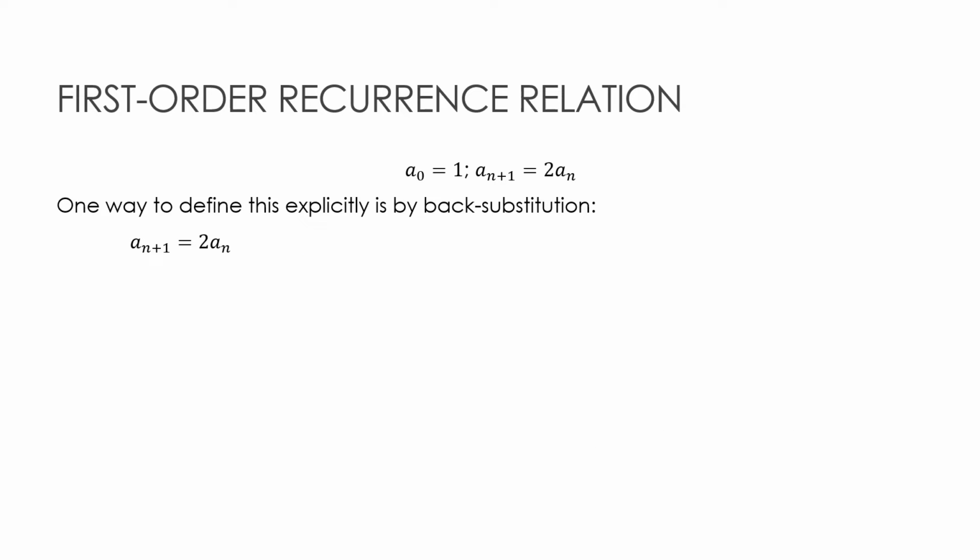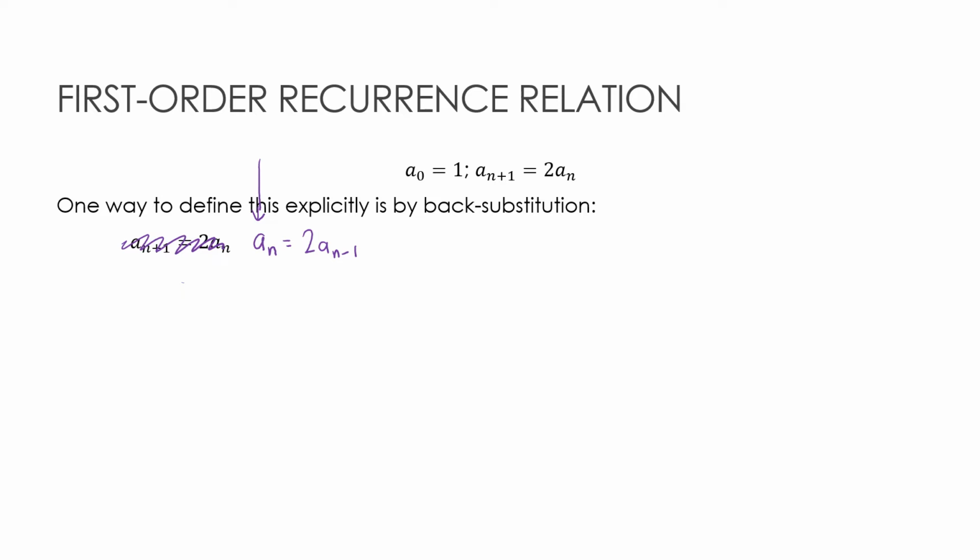One way to go about discovering how to write this explicitly is using back substitution. So if we think about a n plus 1 is 2 times a n, keep in mind this can also be written a n is equal to 2 a n minus 1. I'm essentially saying the same thing there, so it's really just a matter of personal preference. Quite often we want it written as a n instead of a n plus 1. So let's go ahead and go with this.